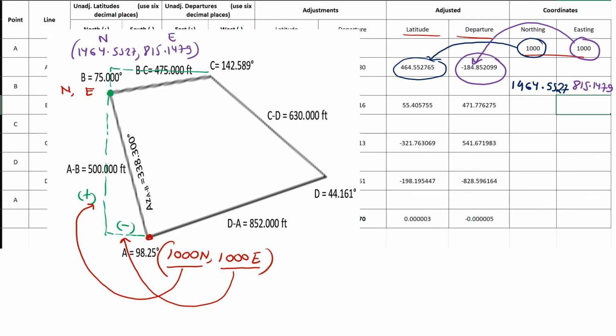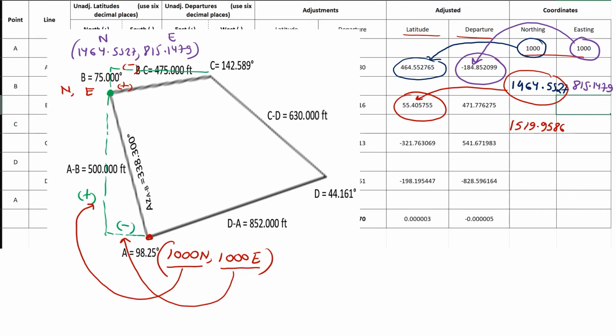Okay, so again, this is my latitude and this is my departure. So take this and add to the latitude, and that will give you the northern coordinates. So 1464.552 plus 55.405755, and this would give me 1519.9586.